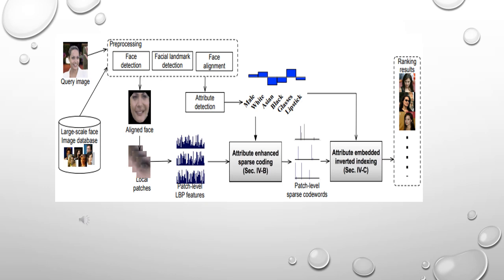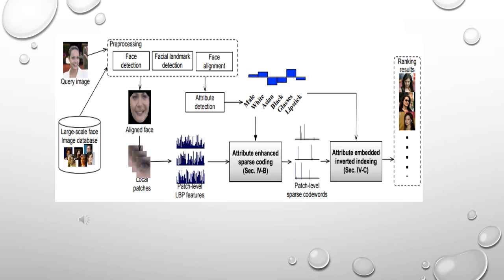This is the system overview of the sparse coding technique. Initially it consists of a query image and a large-scale image database. From this, we select a query image, and pre-processing is done, that is face detection, facial landmark detection and face alignment. The same procedure is applied to the large-scale face image database. After the pre-processing step, the faces are aligned, the background of the face is removed, then local patches are detected, that is each part of the face is detected.